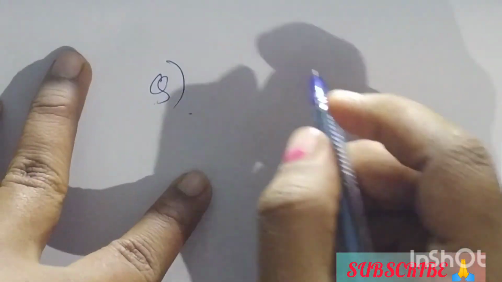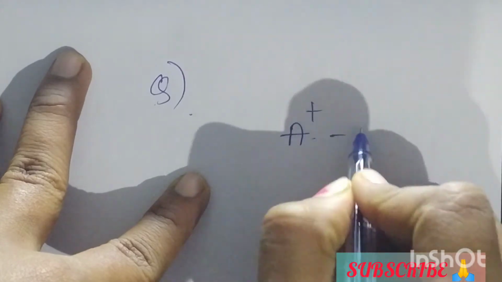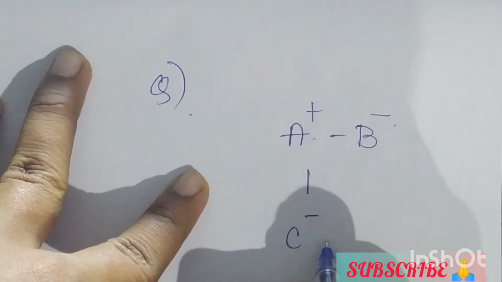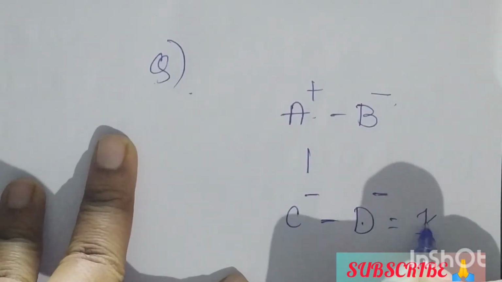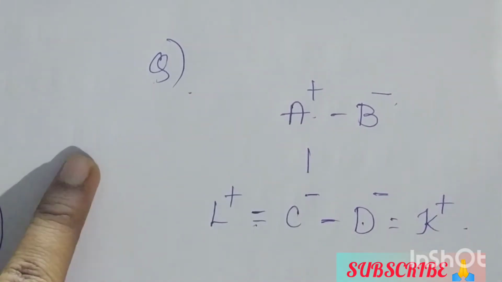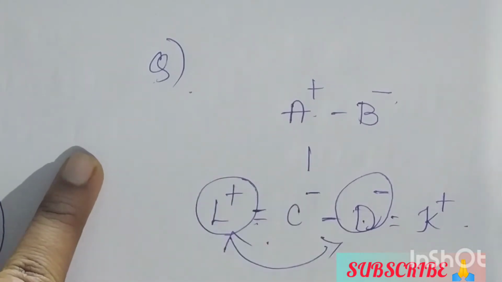So our next question is, A is married to B, has a child C, and C has a sister D. D is married to K, and C is married to L. So how is D related to L?